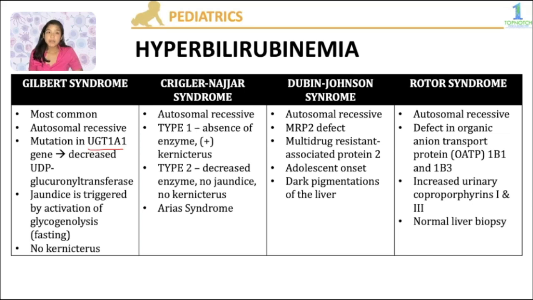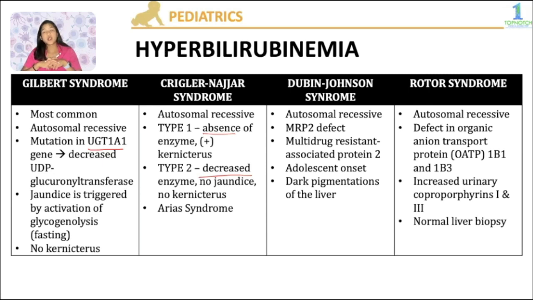Your Crigler-Najjar naman is also autosomal recessive, also a mutation in the same gene, but it has two types, type 1 and type 2. Type 1 is completely absent, type 2 decreased lang ang activity. Because type 1 is completely absent, you have really severe jaundice, a really severe buildup of unconjugated bilirubin, which can then cross the blood-brain barrier and cause your kernicterus. Sa type 2, it's just a decreased level of the enzyme. You typically will not present with as much jaundice, nor with that much kernicterus. The treatment for type 1 Crigler-Najjar syndrome in very severe cases is usually a liver transplantation.